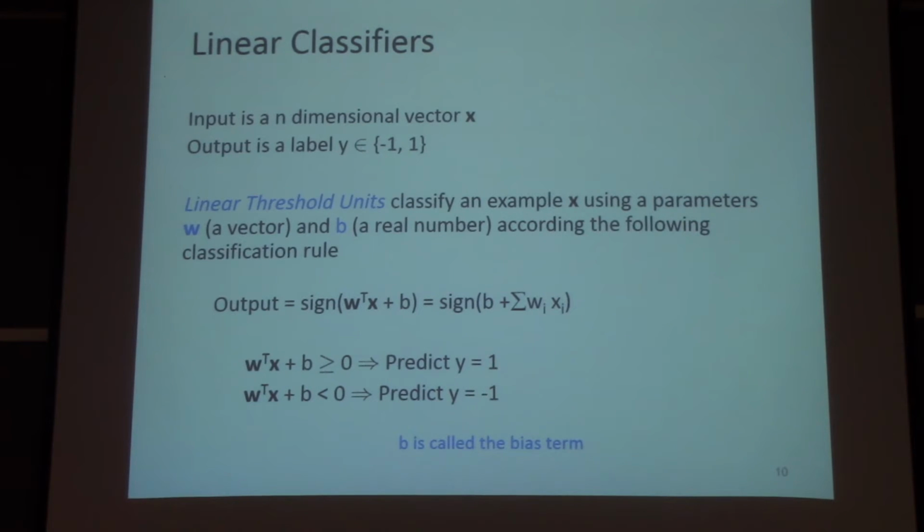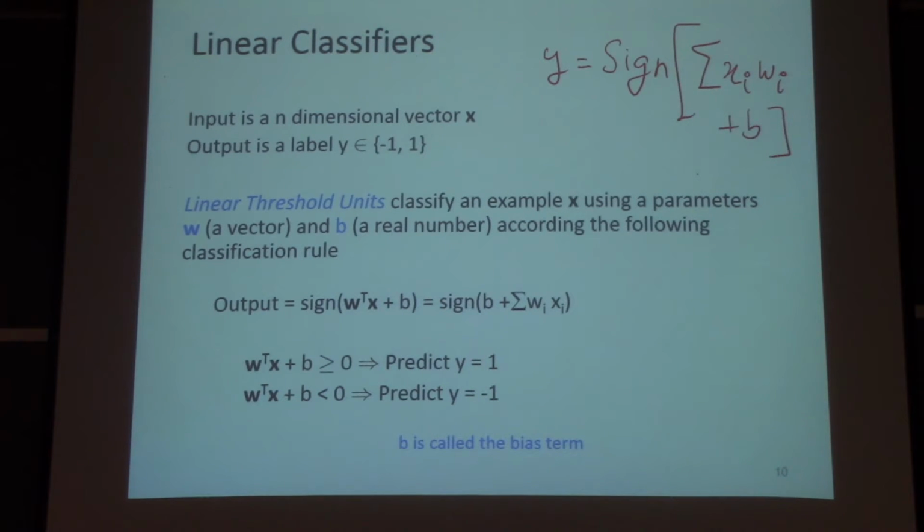If you're not comfortable with dot products, it's equivalent to saying the output is the sign of the sum of Wi xi plus bias. Here the x's are inputs, and W and B completely define the classifier. This is called a linear threshold unit. B is called the bias, and W are called the weights. Together they are sometimes just called weights.